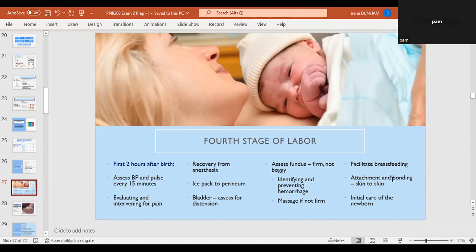And then you're promoting bonding, which will lead to attachment. And then we do the skin to skin, and so let that beautiful baby feel mom's beautiful skin. And then of course, you've got your care of the newborn.